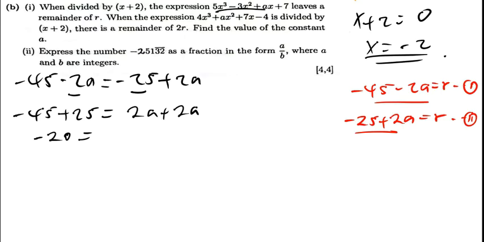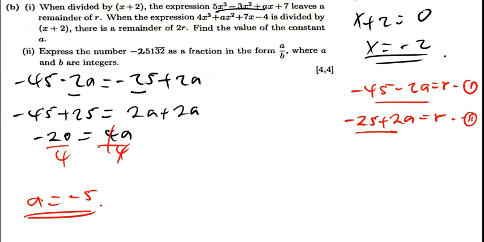So 2a plus 2a is 4a. Divide both sides by 4, even here by 4. These will cancel. A will be equal to 4 into negative 20 is negative 5. And for sure, if you plug in negative 5 where there is a, the remainder should be the same. For the first one, the remainder should be r. For the second one, the remainder should be 2r.